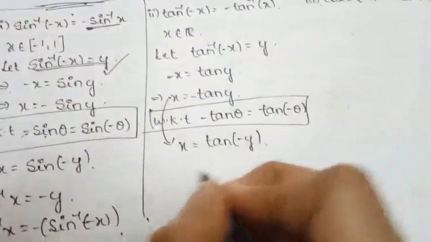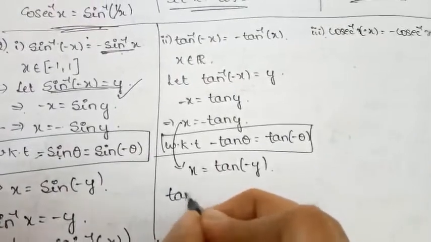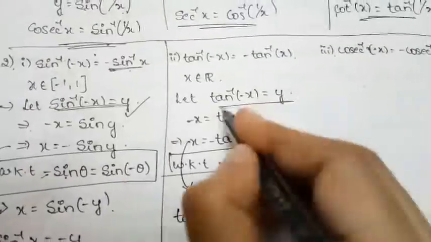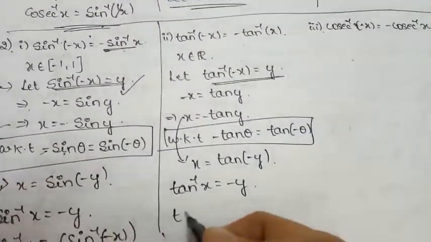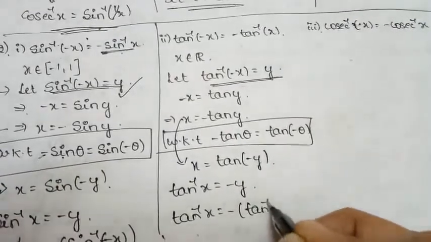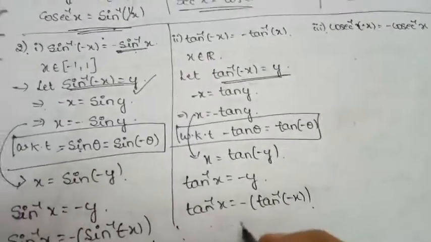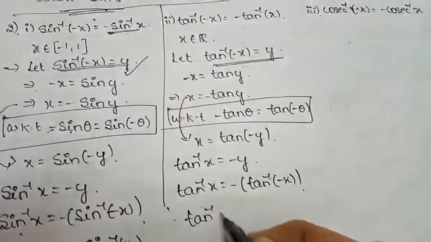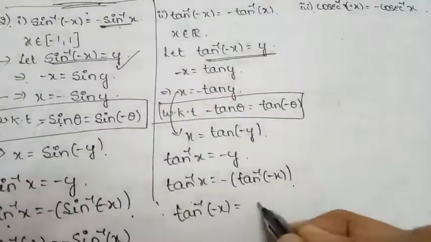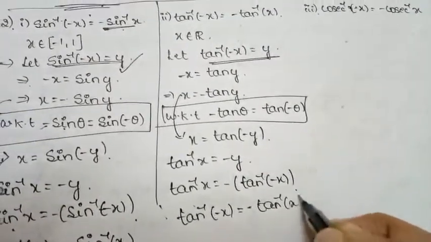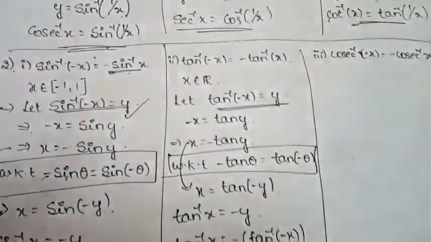So x is equal to tan of minus y means what happens? Tan inverse of x is equal to minus y. What is y? That is tan inverse of minus x. So tan inverse of x is equal to minus tan inverse of minus x. So this is not the required thing. By interchanging the LHS and RHS, we get the required result. That is tan inverse of minus x is equal to minus tan inverse x. So thus we have proved the given result.